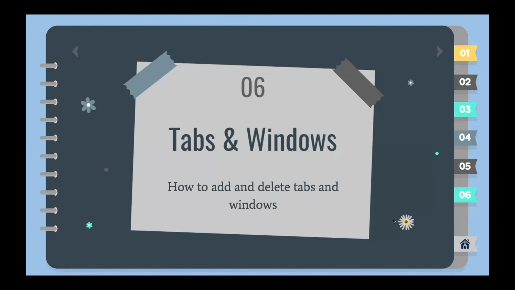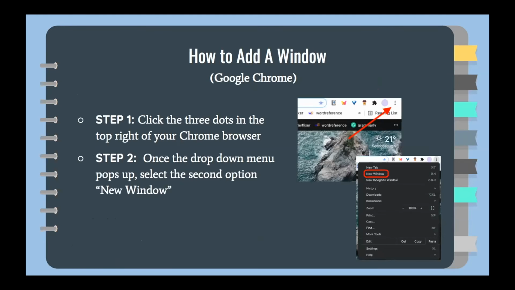Now, next part, tabs and windows, how to add and delete tabs and windows. Now, adding a window in Google Chrome, to be specific, click on the three dots in the top right of your Chrome browser. And once the drop-down menu pops up, select the next option, New Window. Or of course, use the little shortcuts that it gives, which I'll name later.